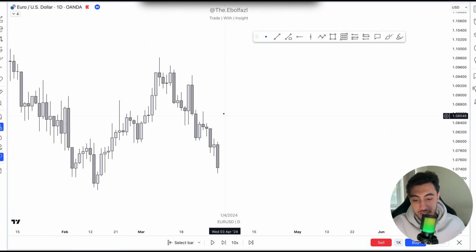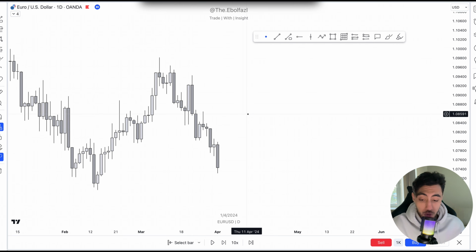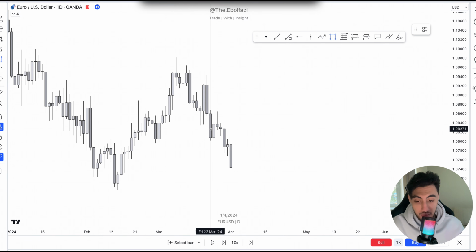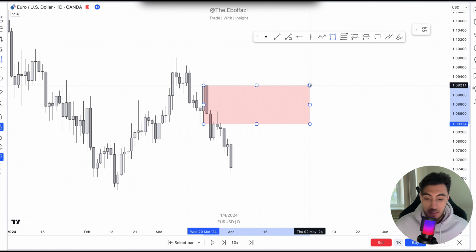What we can see is a bearish movement. Let's say we are looking for an order block here. The order block is the last candle before the bearish movement. So this is where the bearish movement happened, and this is the last bullish candle before the bearish movement happened. So this is going to be our candle here.